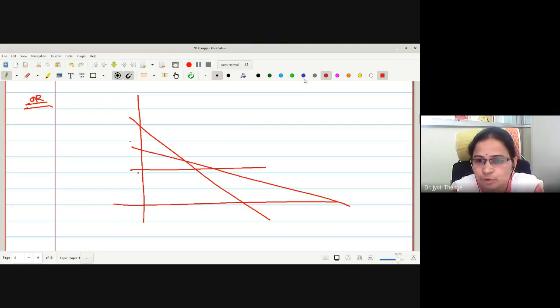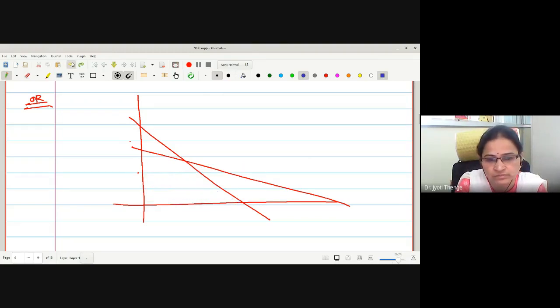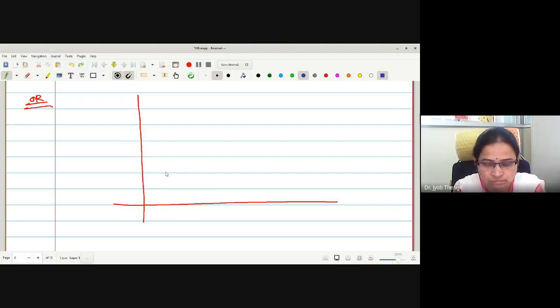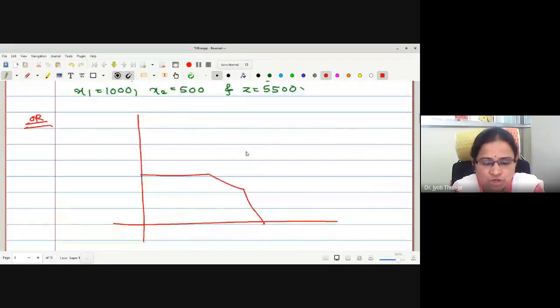Suppose this be my feasible region. Sorry, there is a mistake in the feasible region. I will draw directly a region. Somewhat like this is the region. You just look here, a straight line and this. I have drawn directly a feasible region. You can draw it again.